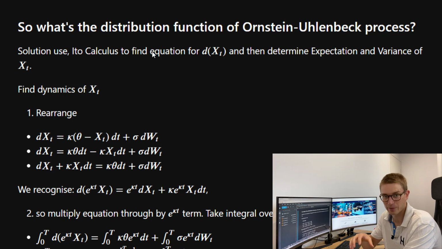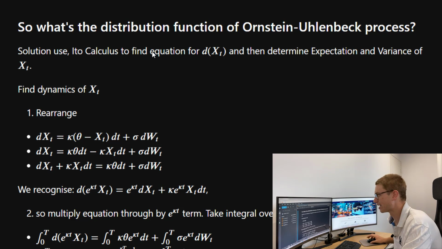So we've just discussed how we can use the maximum likelihood estimating functions to actually estimate the parameters of a normal distribution process. But what's the distribution function of an Ornstein-Uhlenbeck process? Well, essentially we've got to use Ito calculus to find the dynamics of this xt process, to get our expectation and variance of this Ito process.